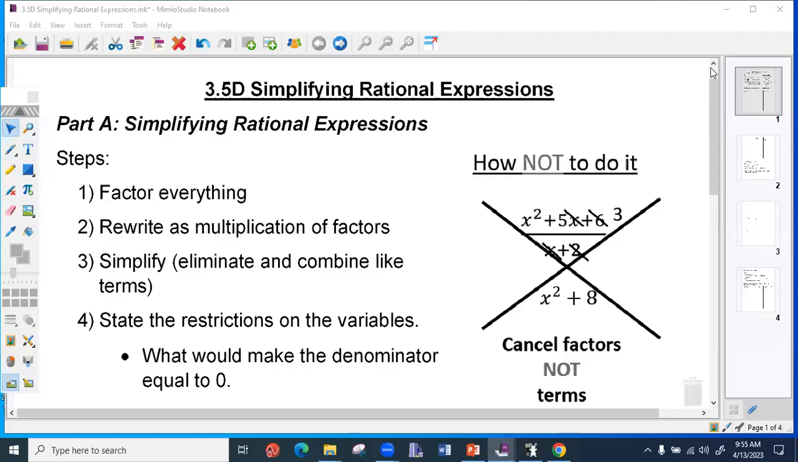3.5D. So 3.5D has multiple parts. The first part is simplifying rational expressions. Then we're going to talk about multiplying and dividing rational expressions. Okay. On part A of this, our steps are as follows.